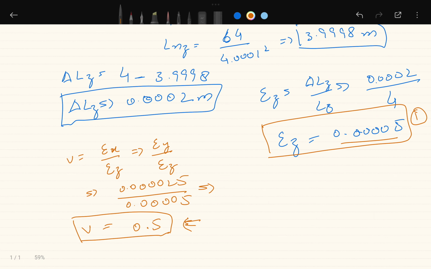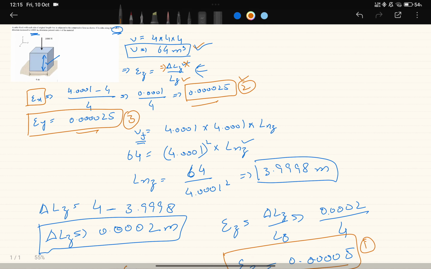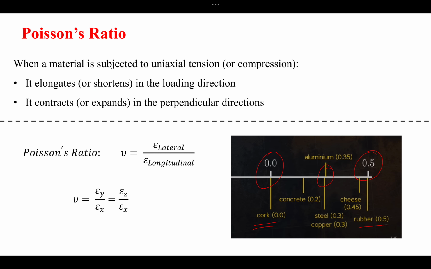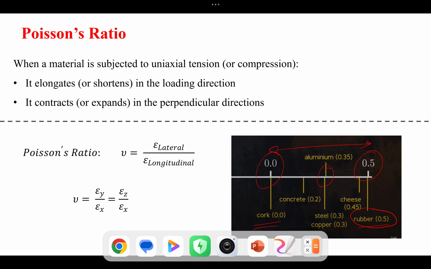Now this is what we got for this specific material. If you look back at our case, we said that the Poisson's ratio stays between 0 and 0.5. So this is a very soft material, probably rubber or something, that has that much Poisson's ratio. So it can tell you how soft that material is.